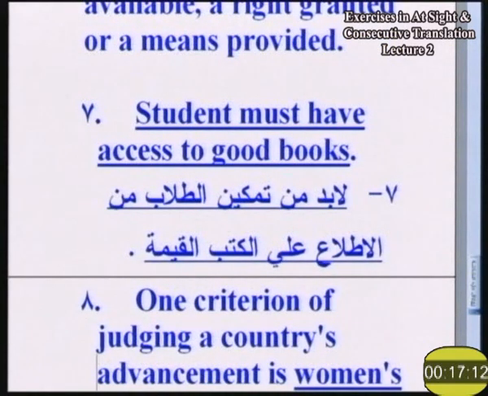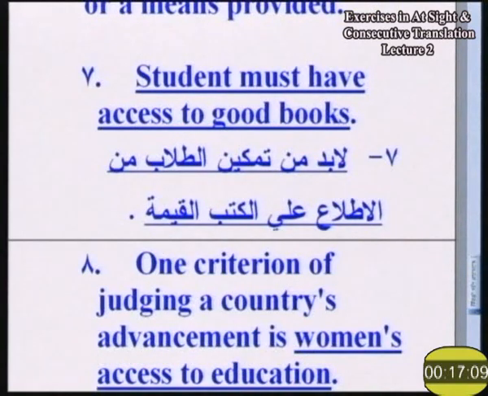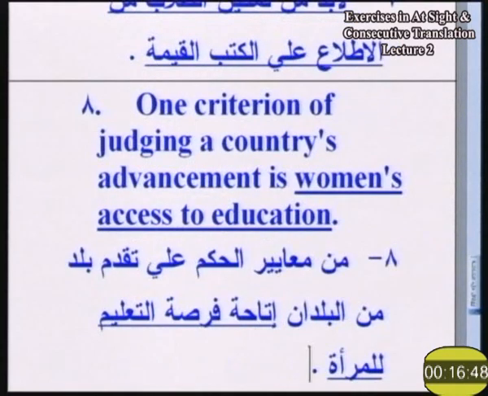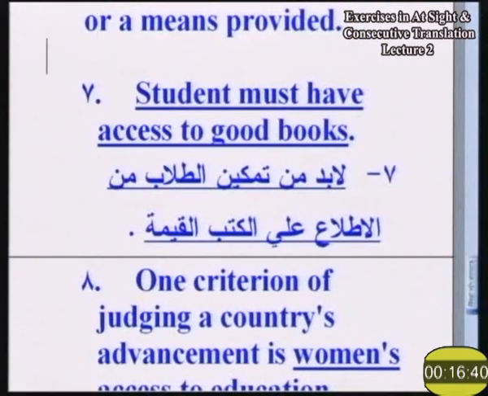One criterion of judging a country's advancement is women's access to education. Okay, how do women reach being granted this right to learn? One criterion of judging a country's advancement is women's access to education. من معايير الحكم على تقدم بلد من البلدان إتاحة فرصة التعليم للمرأة. So it's women's access, إتاحة الفرصة. In the previous sentence, تمكين الطلاب. So can you see this?